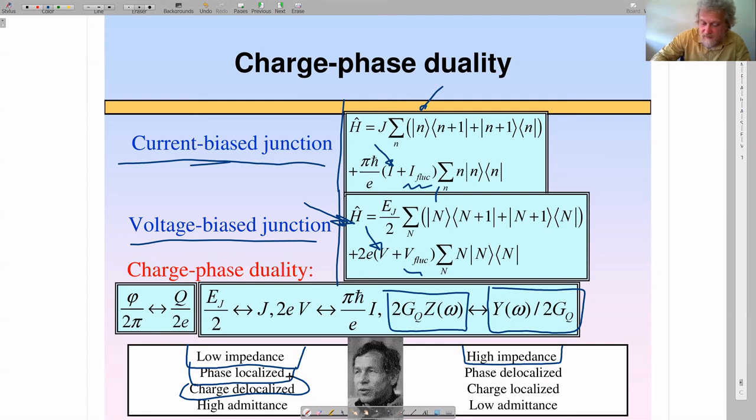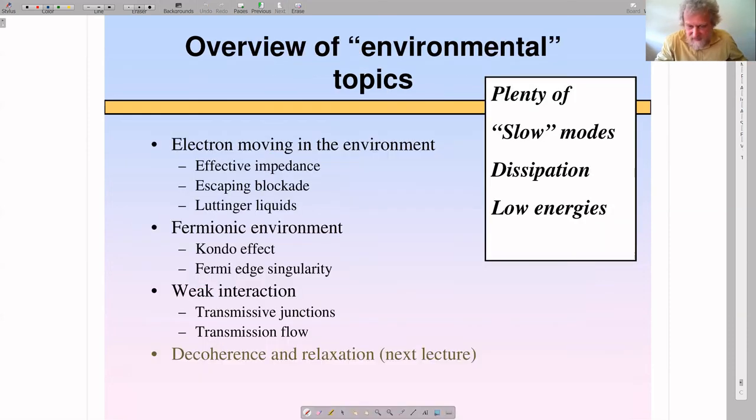And in the opposite limit of high impedance, the phase is delocalized. It is charge which is localized. The Josephson junction is not superconducting anymore. And these two limits are separated, as we discussed, by the Schmid transition. Good. I guess I am done with all the stuff.